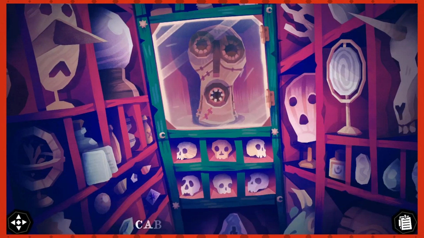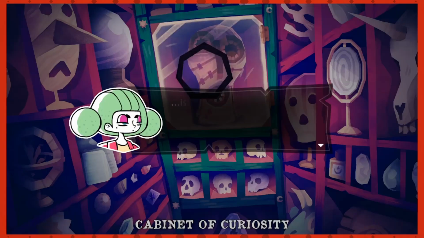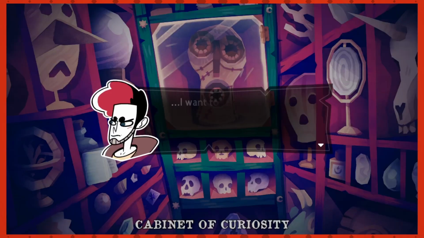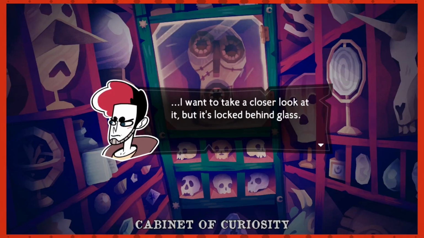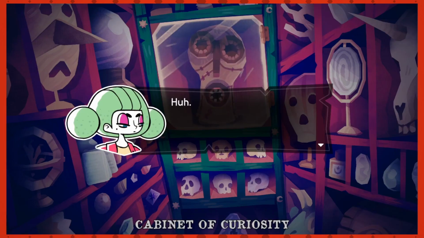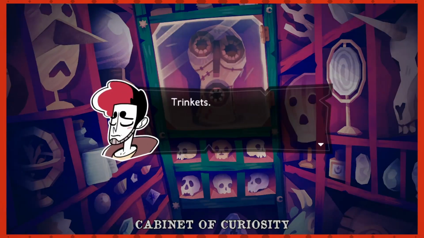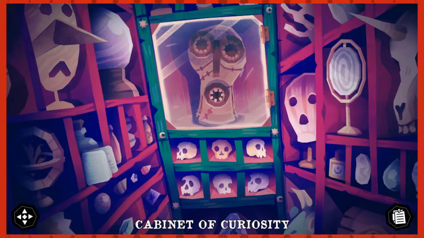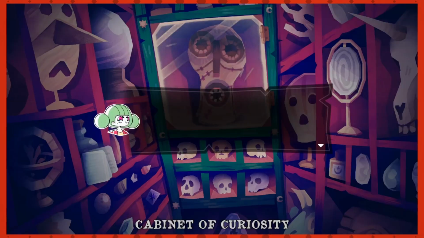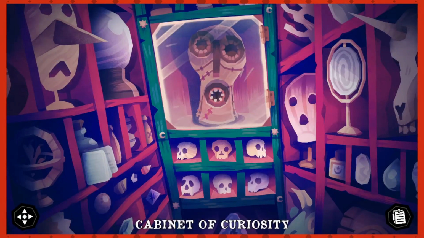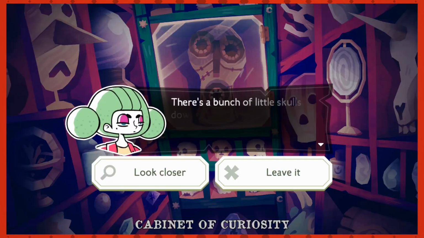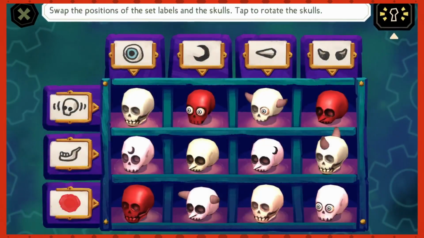So, Zephyr brought the cauldron in here. Is that what I think it is? I want to take a closer look at it, but it's locked behind glass. Trinkets. Keepsake. Sure, yeah, good one. Bottles. Of what? No, you know, stuff. There's a bunch of little skulls down here. Oh, we have another one.